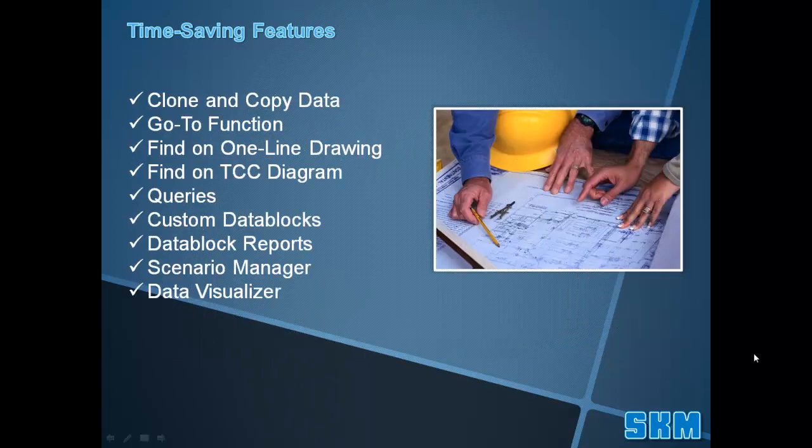Here are some more features. Once you start to use the software, you'll realize how powerful they are and how they can help you be more productive. Two things I like most from this list are the custom data blocks and the data visualizer. Data blocks allow you to display settings or results for every component in the one-line drawing. You can customize exactly what you want to show, and one glance at the one-line drawing will tell you all you need to know. The data visualizer allows you to visualize or compare results across different scenarios at one glance in a spreadsheet-like manner. Again, you can customize what you want to compare.